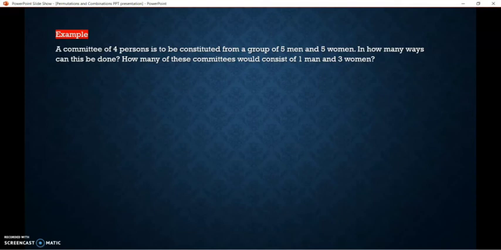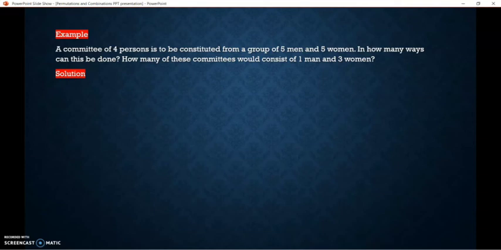This is again a combination problem, because when you choose a team or a committee or a certain kind of group of people, the way you choose doesn't matter. So in these kinds of things, where the order does not matter, it's just a combination problem. Let's look at the solution.